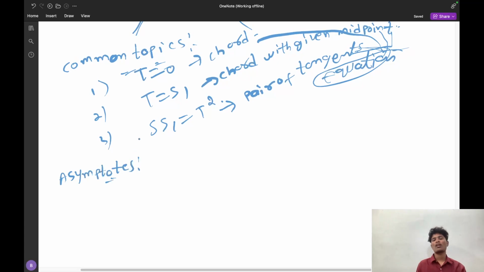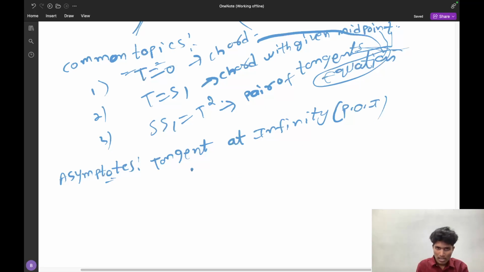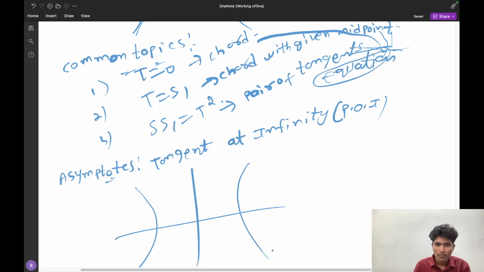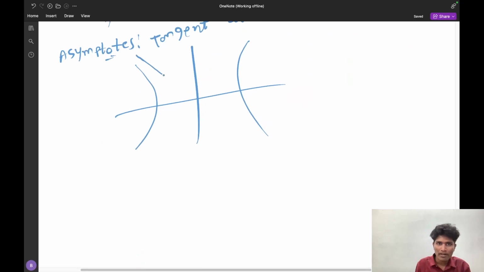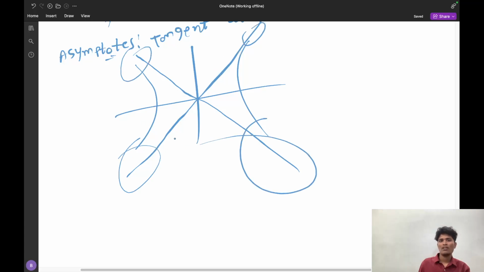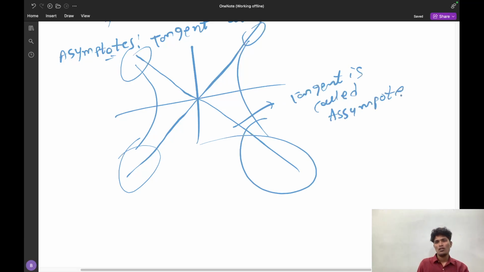Asymptotes. What is meant by asymptote? Asymptote is nothing but, simply remember, it is a tangent at infinity. This is the point of contact at infinity. Suppose this is the hyperbola. If you assume this is a hyperbola, and if I draw the tangent like this, this tangent will meet the hyperbola at infinity positions. This line, which is a tangent, is called asymptote, because it is an intersection at infinity.